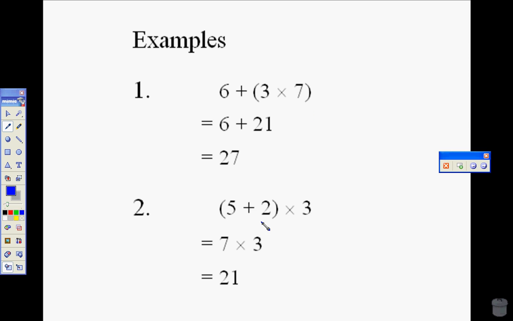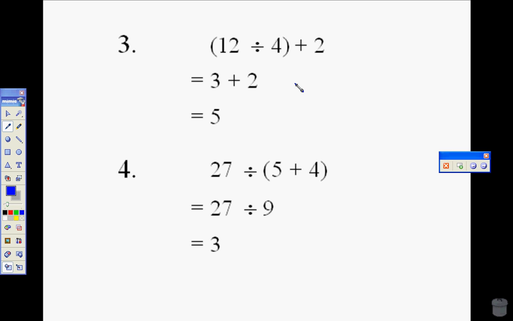In the next example, we have 5 plus 2 in the brackets, and that's where I'm going to get the 7 from, because 5 plus 2 is going to be equal to 7. Once I've done whatever is in the brackets, then I can do the multiplication to say 7 threes are 21. The next example, we've got 12 divided by 4, but it's in the brackets. We must do that first. So 12 divided by 4 gives us 3, and then we're going to add 2. And then 3 plus 2 gives us 5.